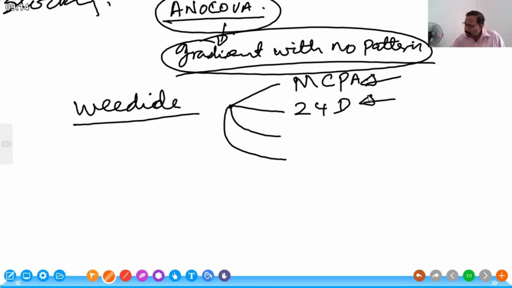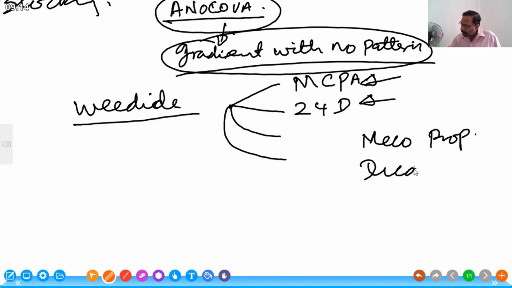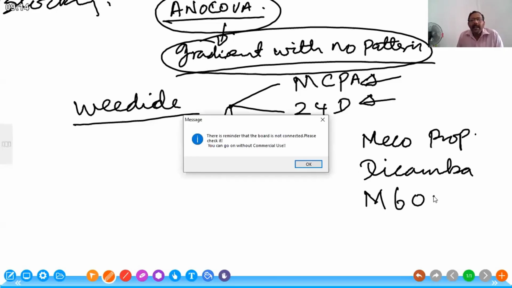Yeah, we will go for brands. Mecoprop. Somebody said Mecoprop. I will write it. Dicamba. I don't know. These are new to me. M60. Tell me, these are broadleaf weedicide. I'm just considering only broadleaf because we cannot compare.